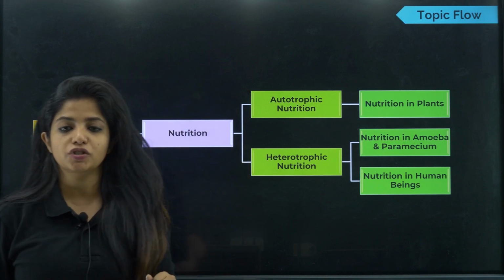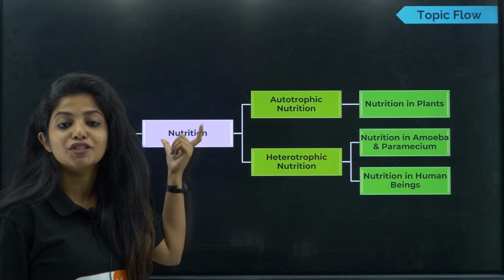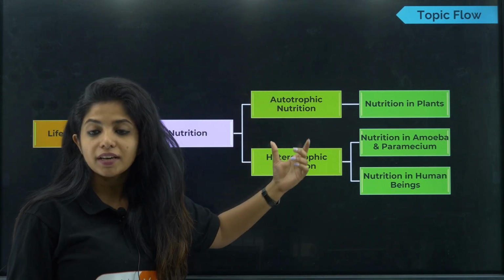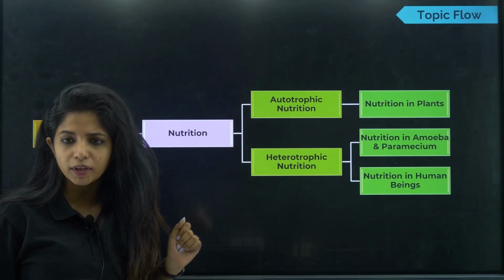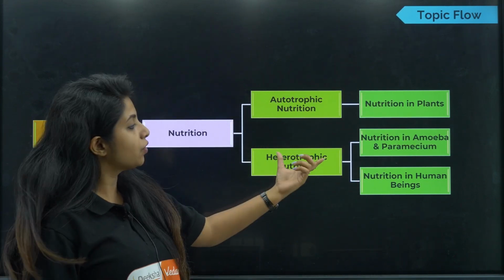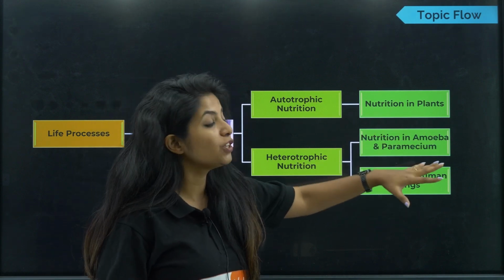Now let's see the chapter flow, my dear children. So you know, life process is there. In that, one life process is nutrition. In nutrition we have two different types. One is autotrophic and the other one is heterotrophic. In autotrophic I can divide again into nutrition in plants. In heterotrophic I can divide into nutrition in amoeba and paramecium, and nutrition in human beings.